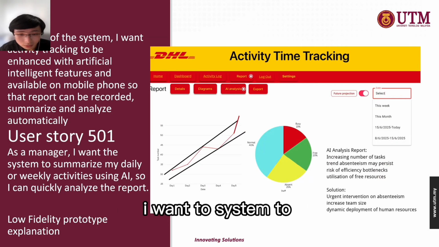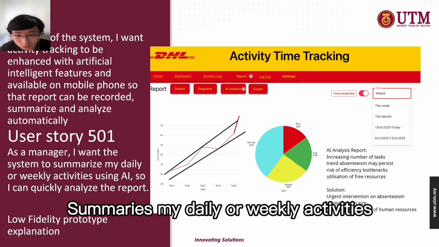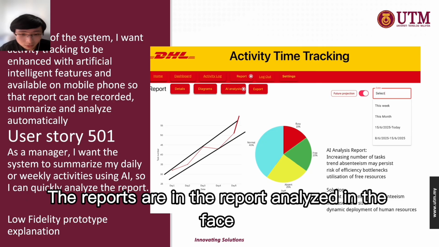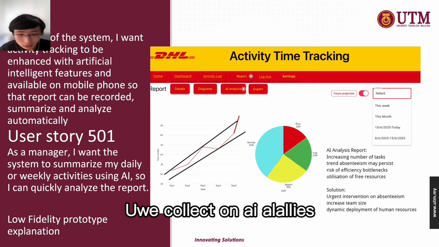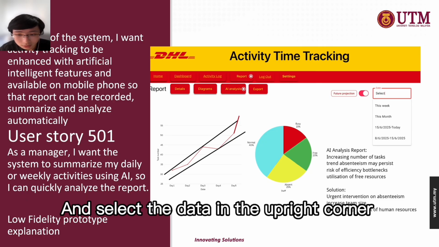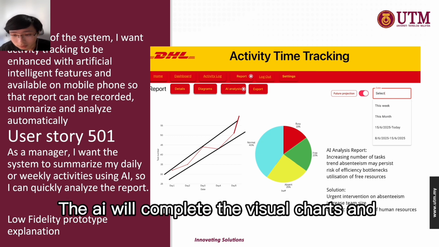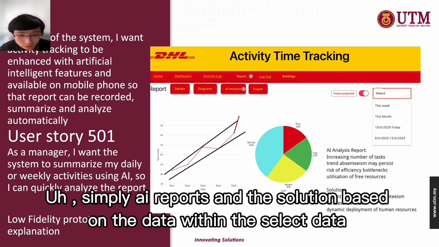As a manager, I want the system to summarize my daily or weekly activities using AI so that I can quickly analyze the report. In the report analyze interface, we click on AI analyze and select the data in the upper right corner. The AI will complete the visual charts and simple AI reports and the solution based on the selected data.